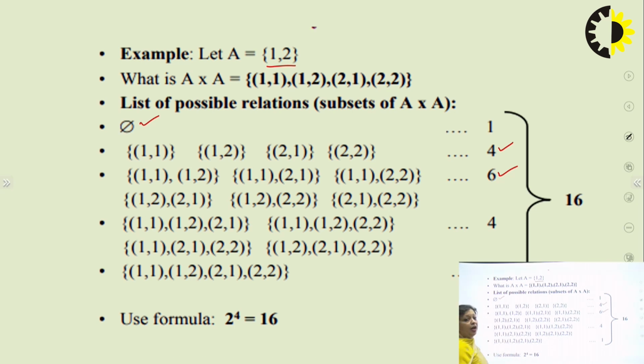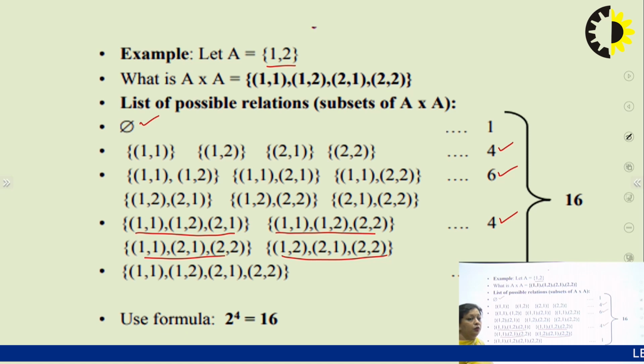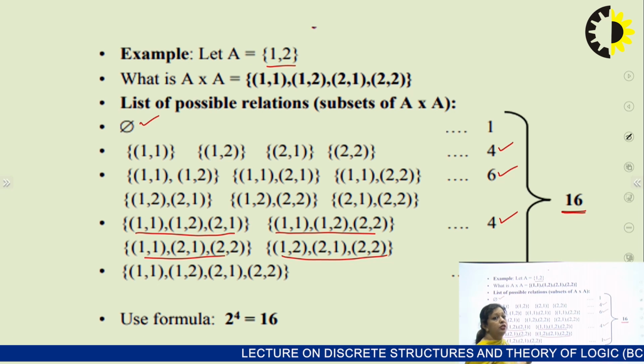Now, I can even have the combination of 3 elements. So, with 3 elements, the possible combination is 4 subsets. Now, I might take the entire A cross A as my subset. So, that is 1. Now, if I sum up all these, I get a total of 16. That is 16 relations are possible when my set A contains 2 elements.